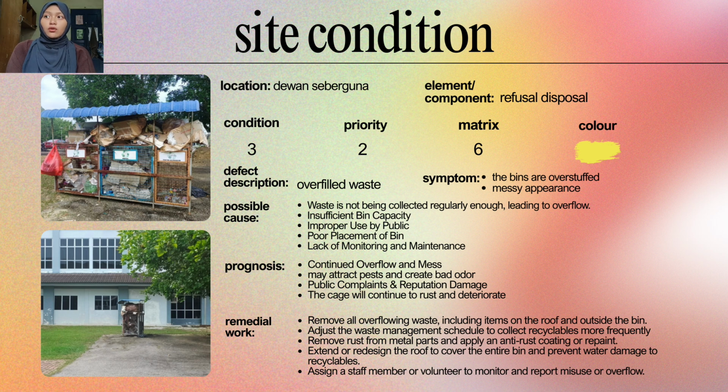Defect description: overfilled waste. Symptoms are the bins are overstuffed and messy appearance. Possible causes of these are waste is not being collected regularly enough, leading to overflow, insufficient bin capacity, improper use by public, poor placement of bin, lack of monitoring and maintenance.